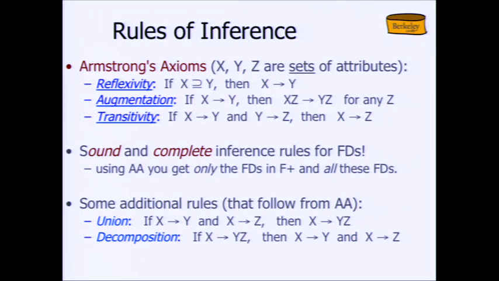Okay. Decomposition is more straightforward. If X determines YZ, so rating determines wage, comma, armband, then rating determines wage, and rating determines armband. All right. And this follows directly from reflexivity and transitivity, right? So X determines YZ. YZ by reflexivity determines Y. Agreed? And by transitivity, then, X determines Y.